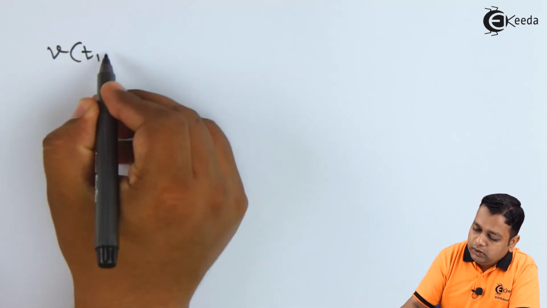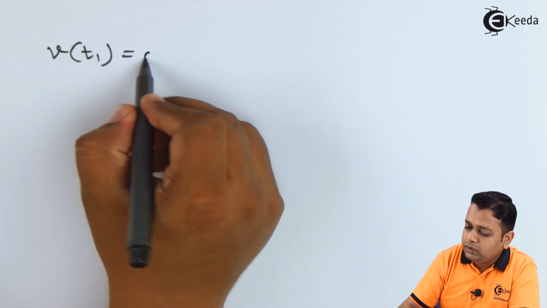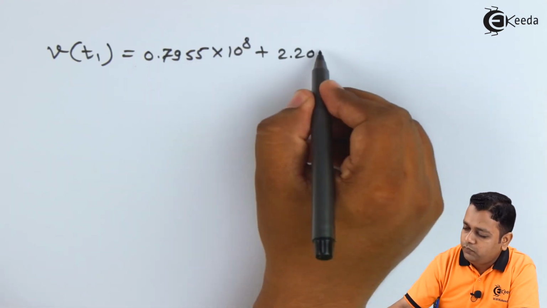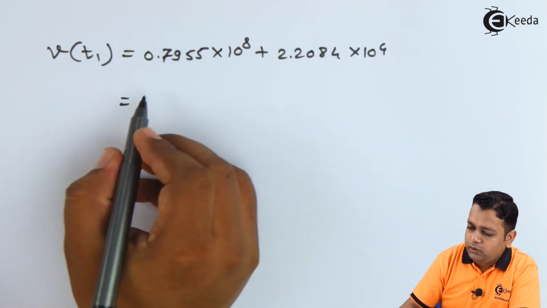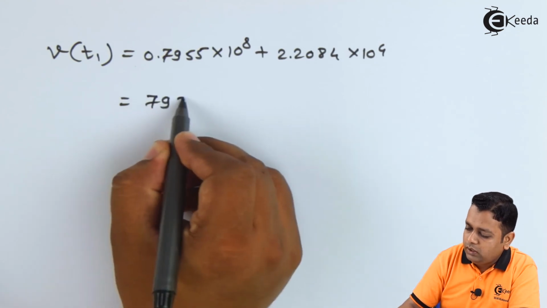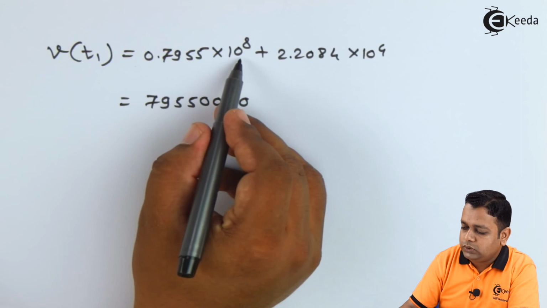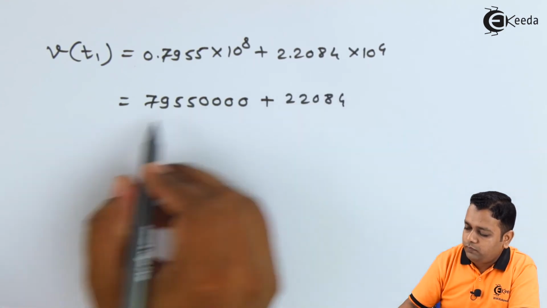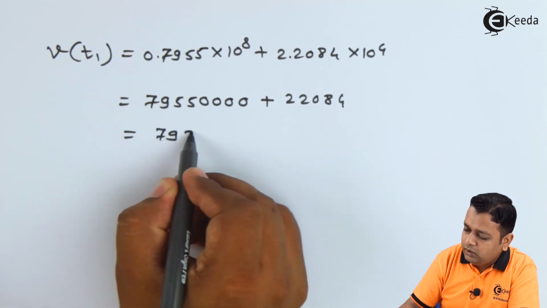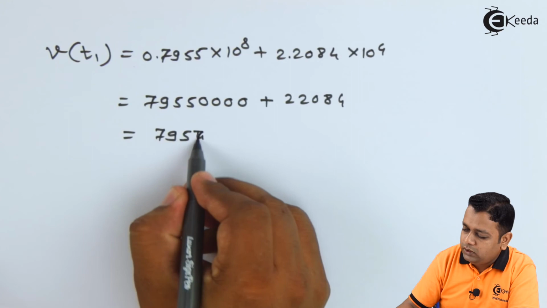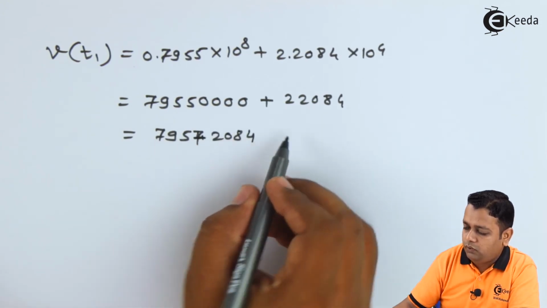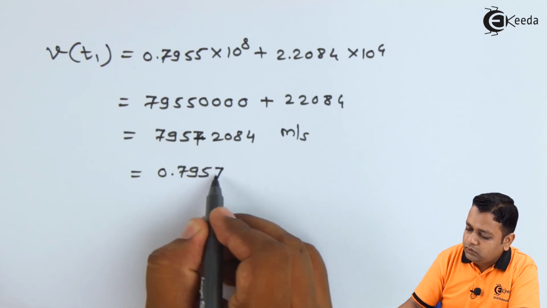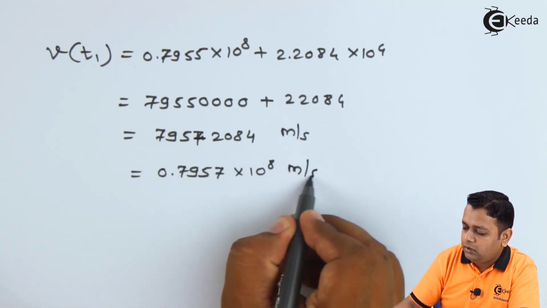The velocity as the electron leaves the input gap, so it will be 0.7955 × 10^8 added with 2.2084 × 10^4. Next we can write it as 79.5500, so 10^8 we absorb inside, plus this we can write 22084. The addition will be simply 79.5 7 2084 in terms of meters per second, or we can write 0.7957 × 10^8 meters per second.